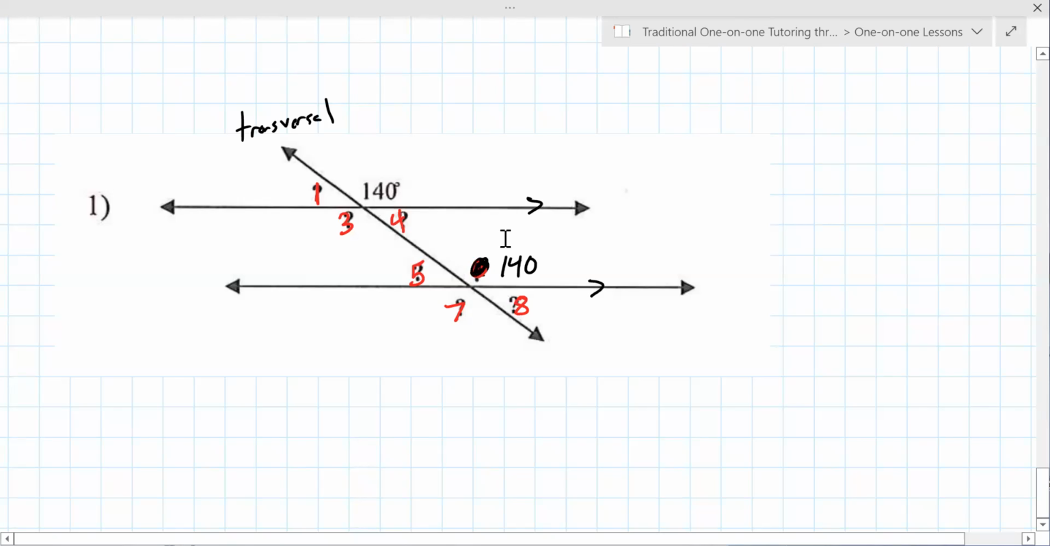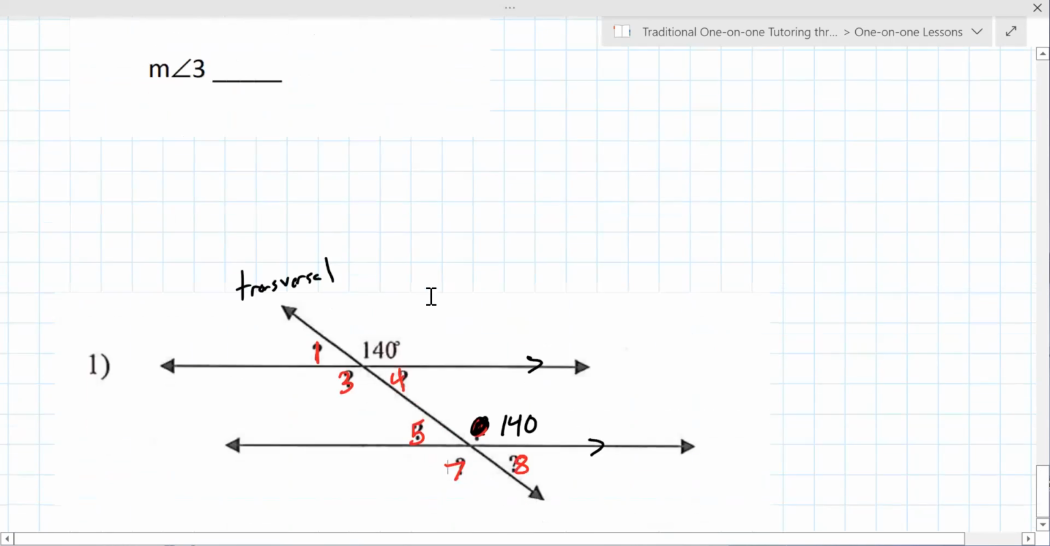All right, so now I want you to use your alternate interior angles. That means you're looking in the interior now. You're looking at 3, 4, 5, and 140. Which angle measure is also 140 by alternate interior angles? 4. So 4 is same side.